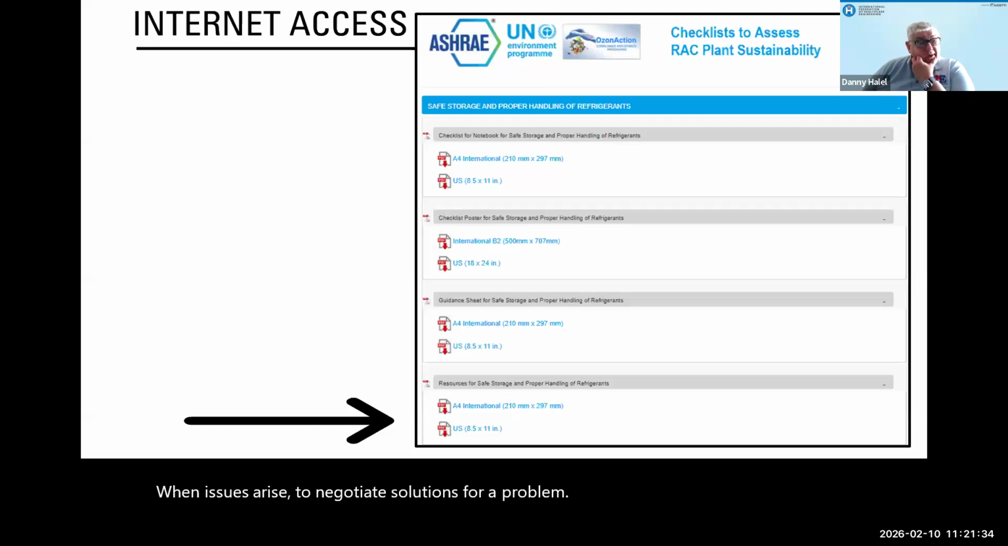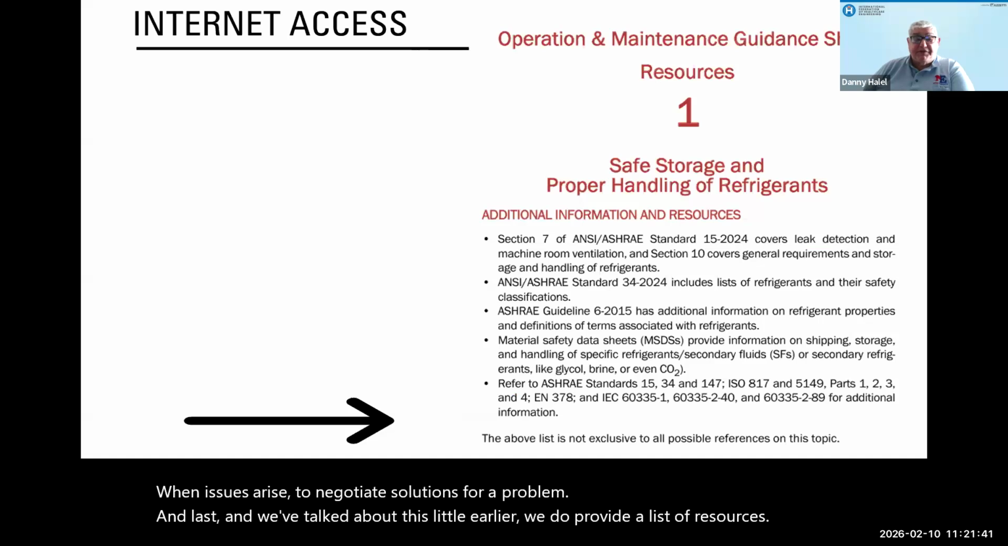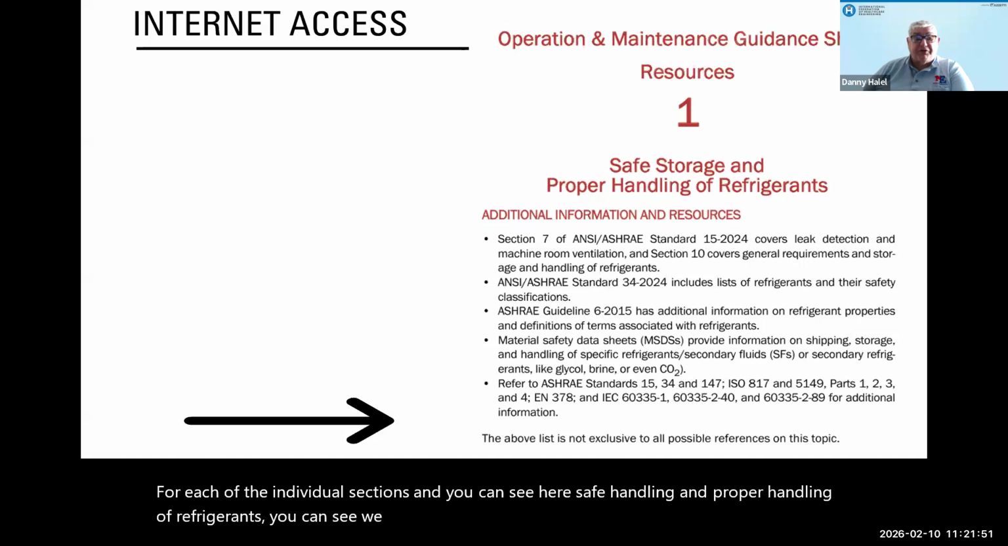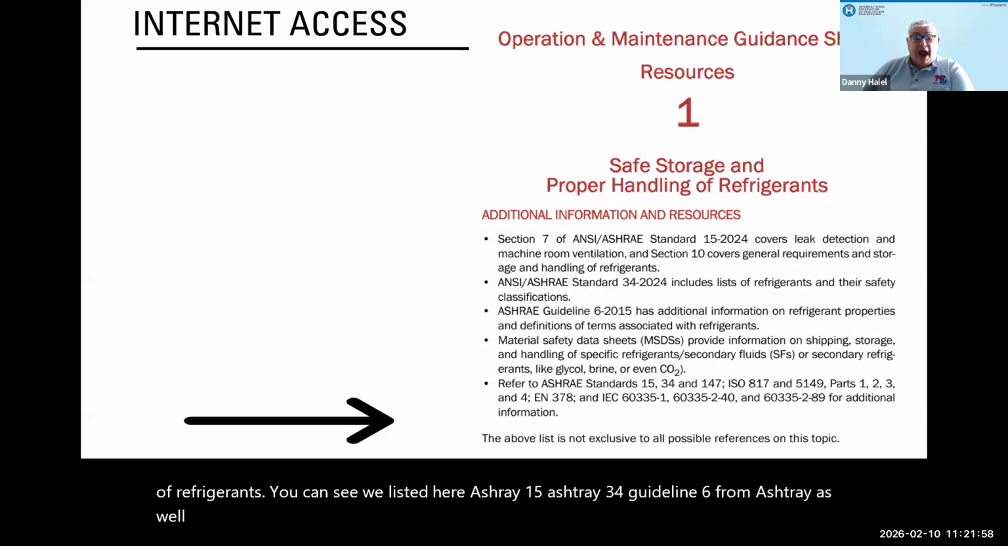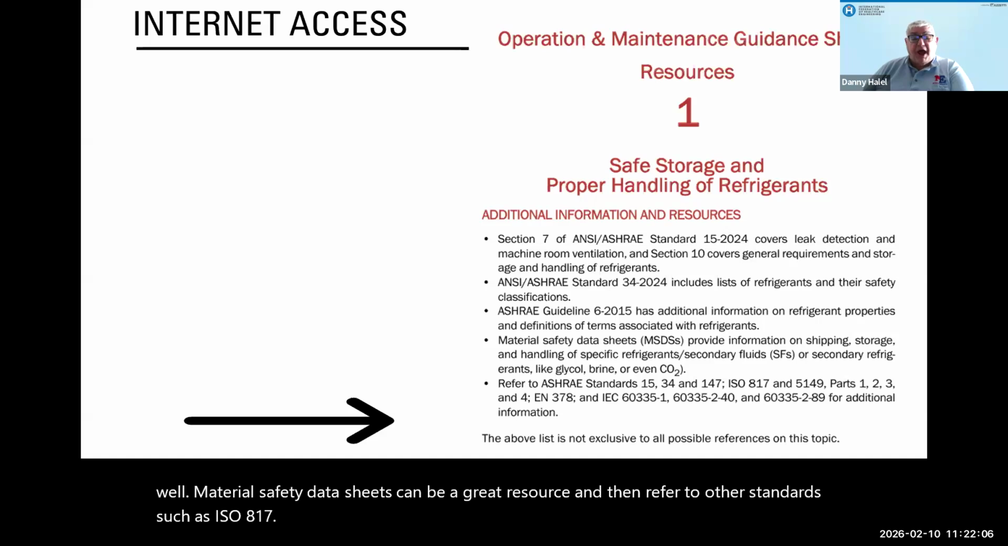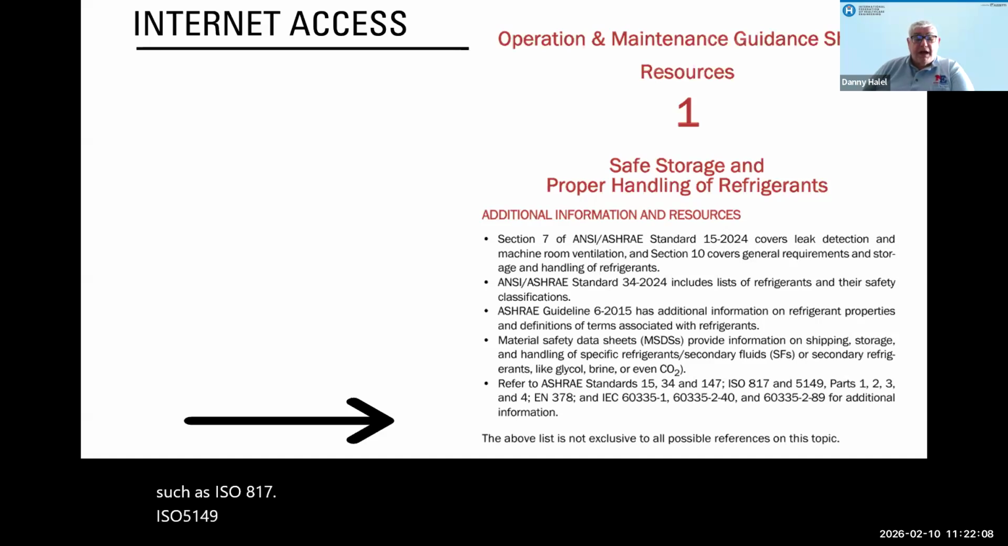And last, and we've talked about this a little earlier, we do provide a list of resources for each of the individual sections. And you can see here, safe handling and proper handling of refrigerants. You can see we listed here ASHRAE 15, ASHRAE 34, Guideline 6 from ASHRAE as well. Material safety data sheets can be a great resource. And then refer to other standards such as ISO 817, ISO 5149, parts 1, 2, 3, and 4.